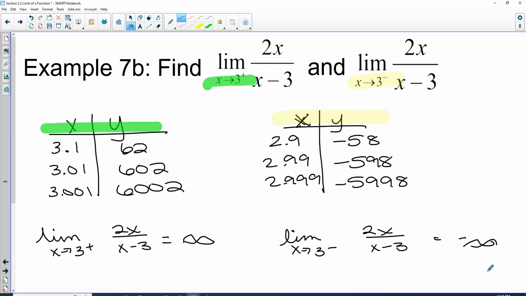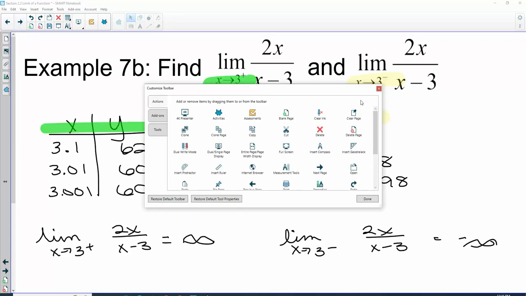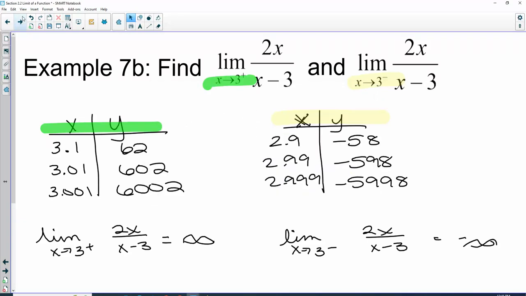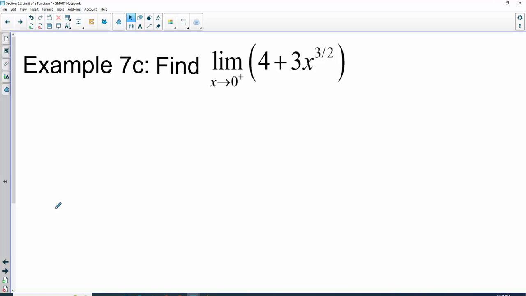If I don't give you left or right, you have to do both tables and make sure they match. I accidentally messed up the one I did two days ago for that homework, and I got one that was just increasing like this.